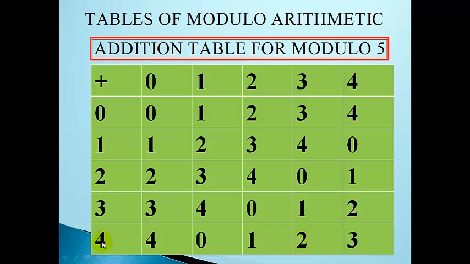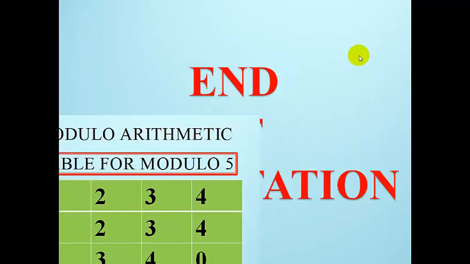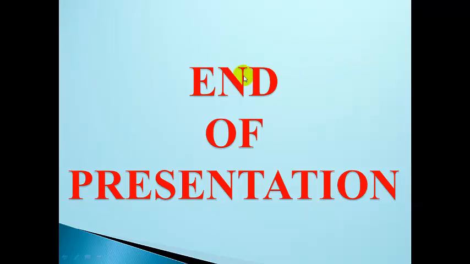Now we continue. 4 plus 4 is equal to 8, and 8 in mod 5 is equal to 3. This is because we have only one group of 5 in 8 and the remainder is 3. This is how we construct tables of modulo arithmetic, and this is an example of an addition table for modulo 5. This is the end of our presentation on modulo arithmetic.